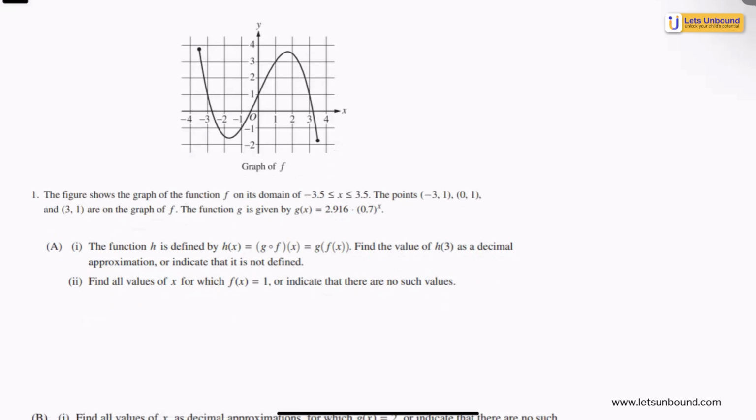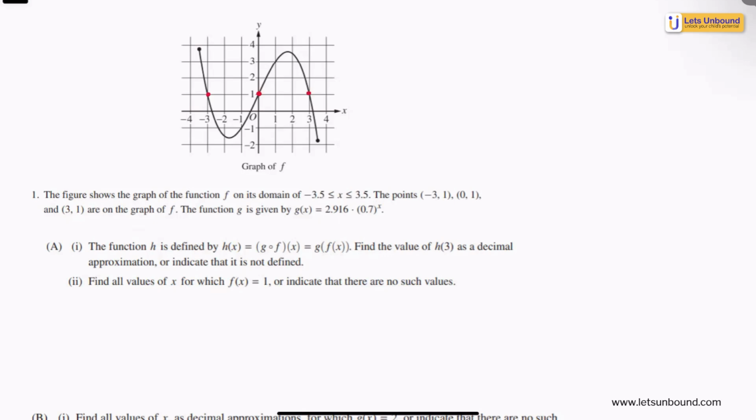We have been given a graph for a question which says the graph shows the function f on its domain negative 3.5 to 3.5. There are 3 points for which the values have been given to us. Let's look at what the 3 points are. The points are negative 3, 1, which is this point. Then we have 0, 1, and we have another point which is 3, 1 on the graph of f. And there's another function given, g, which is 2.916 times 0.7 to the power x.